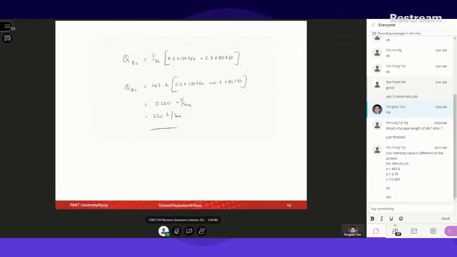The main purpose of this exercise is to enhance your understanding of how to use the rational method. In the final assessment, the equations and tables we provide will be from the updated version of the stormwater measurement manual.